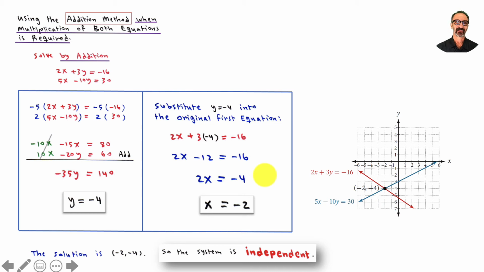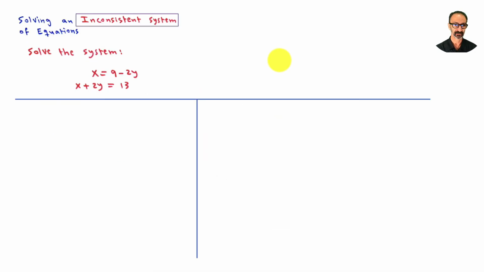I think that's good enough. I could do more examples for addition and substitution, but I'm trying to cover the whole topic in one video. In the future, I'll be adding more examples as needed. So let me take you to another topic, which is called inconsistent. What's inconsistent? That means no solution.